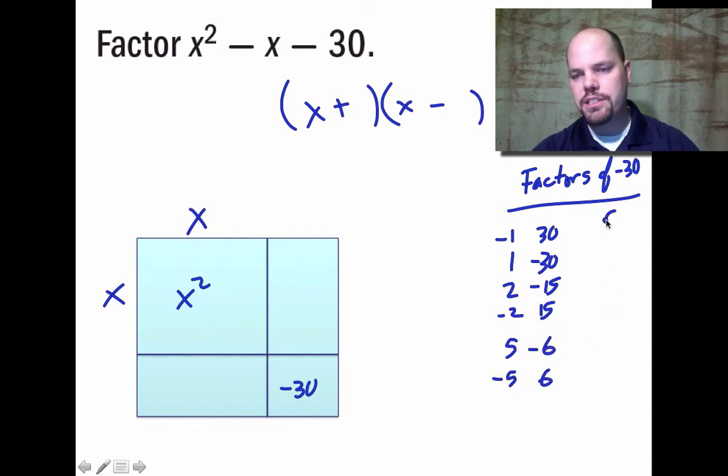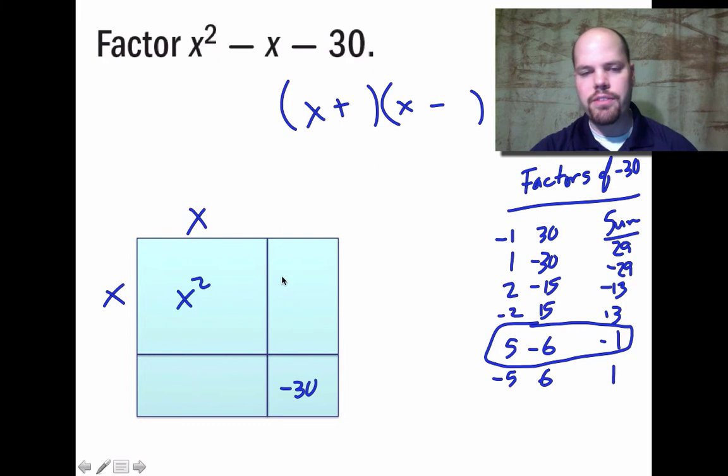Which one has a sum of negative 1 would be this one, because negative 5 plus 6 is 1. This one, 5 plus negative 6, is negative 1. So you can see now how these others are not going to work. That would be a difference of 29, because one's positive and one's negative. This would be negative 29. Those don't work. This would be negative 13 and positive 13. So the pair we want is 5 and negative 6.